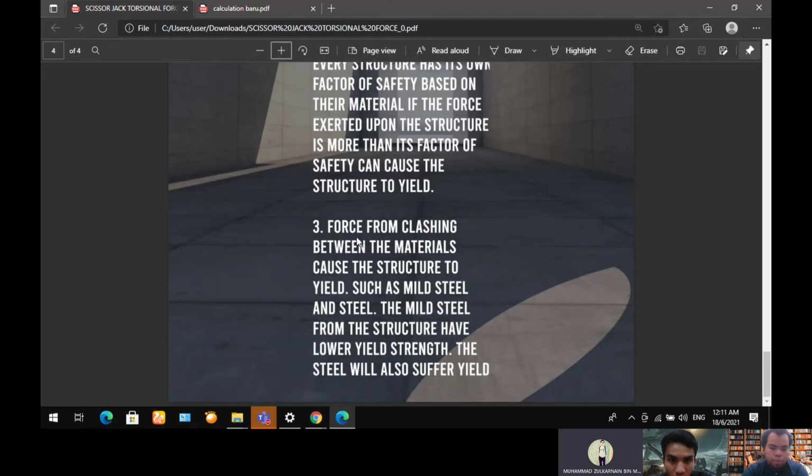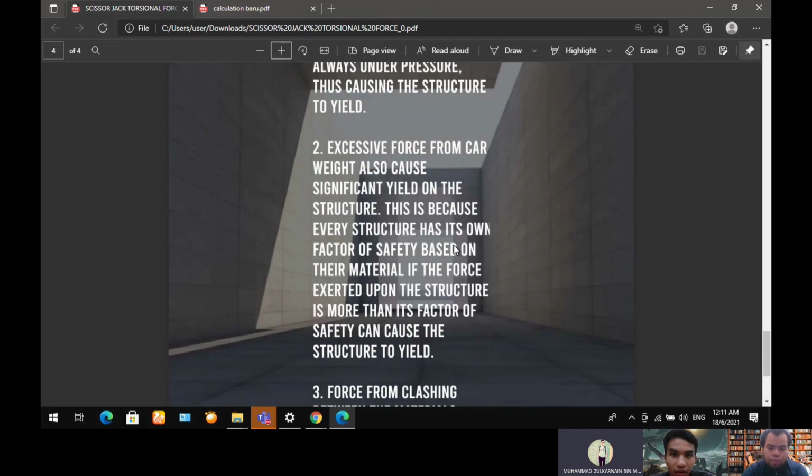Third, force from clashing between materials, such as mild steel and steel, causes the structure to yield. The mild steel from the structure has lower yield strength, so the steel will also suffer yield. That's all. Thank you.